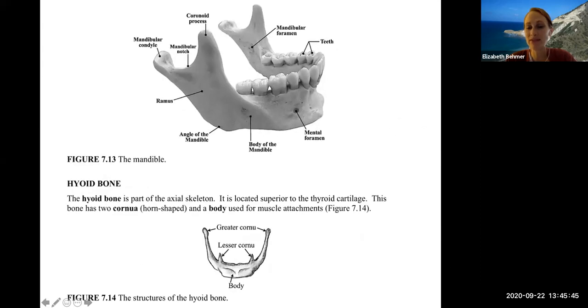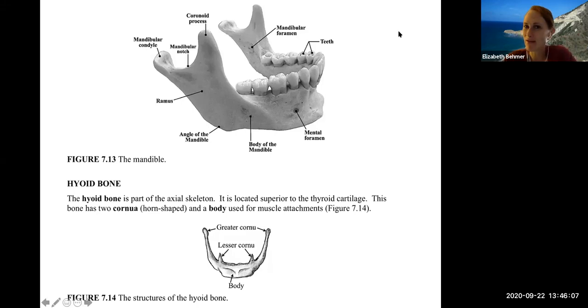The specific structures of the mandible are shown here. The mandibular condyle is the place where it will join or sit in that mandibular fossa on the temporal bone. The coronoid process. The mandibular foramen is a hole on the inside view of the mandible.